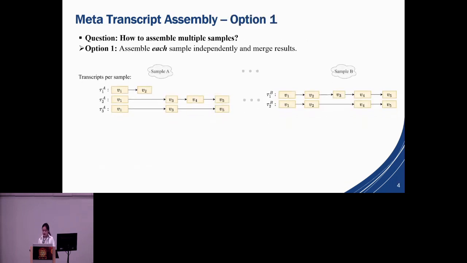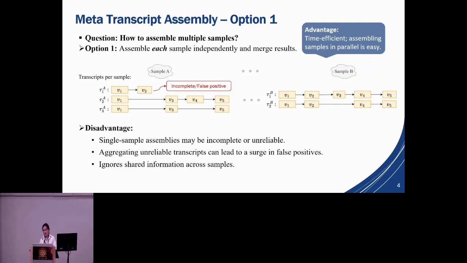This brings us to the next question. How can we assemble multiple samples? Is it possible to use the existing single-sample assemblers? The answer is yes. There are some intuitive options here. Option 1: we can use a single-sample assembler for each sample independently and finally pool the output transcripts all together. Indeed, this method is time efficient because we can easily do the parallelism.